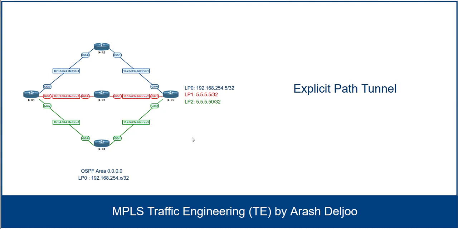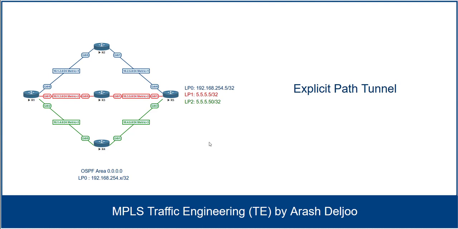I configured OSPF as IGP in this scenario. And here you can see the metric of each link. The best path according to the lowest metric is the blue path. As you can see, from R1 to R5, the blue path has the lowest metric in comparison with the red path and also the green path.